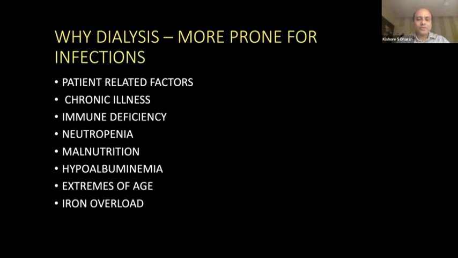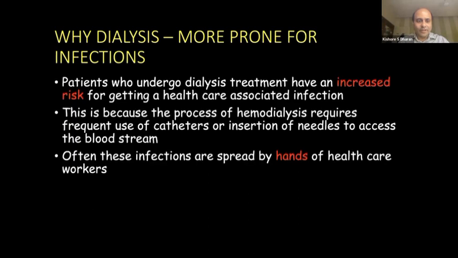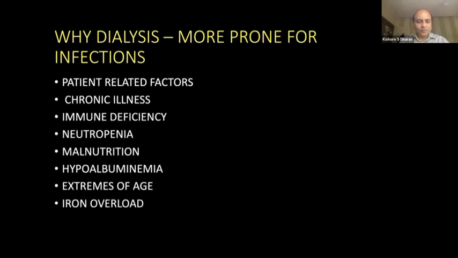So why are dialysis patients more prone to infections? There is chronic illness, immune deficiency, neutropenia, malnutrition, low albumin levels, extremes of age, and iron overload. I'll come to that again. That is why many of these patients get iron infusions. Our geriatric population is also increasing; the number of patients on dialysis above 80 is going up. The proportion of patients that are more prone to infection is also increasing in our units.